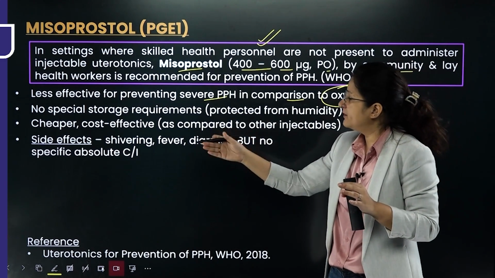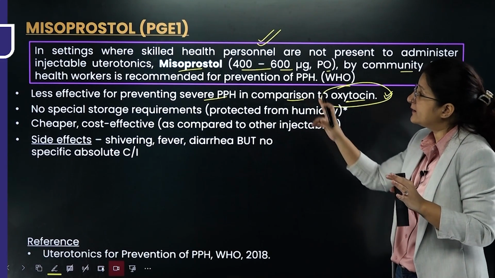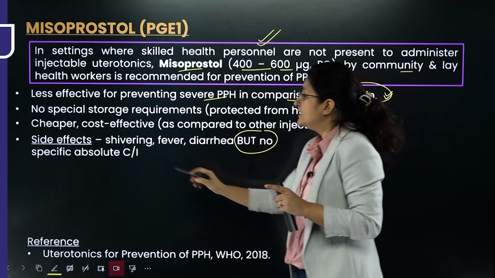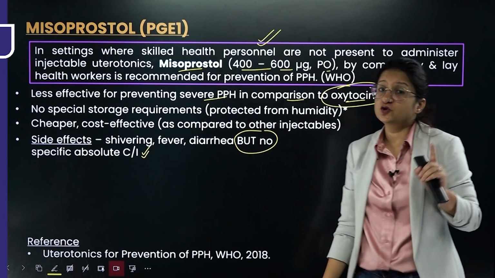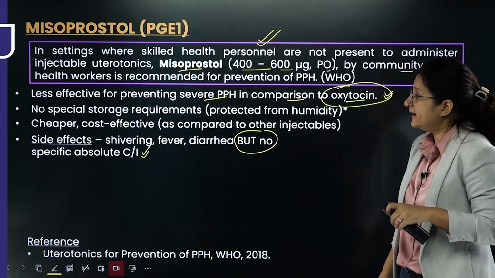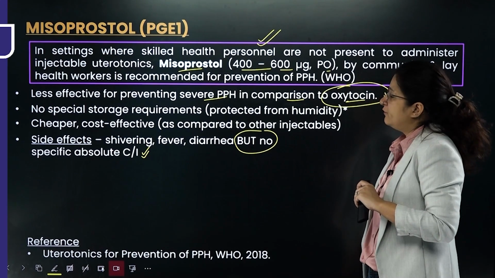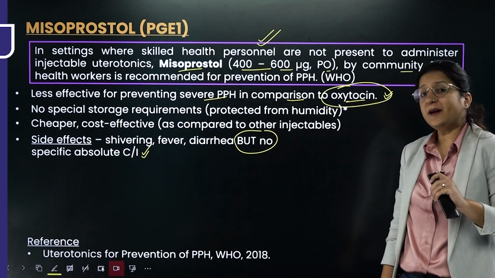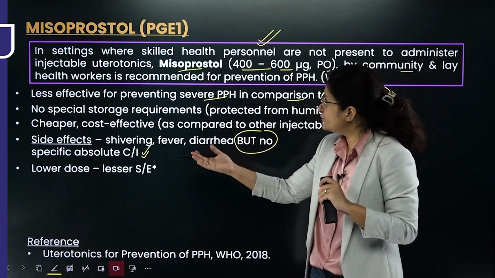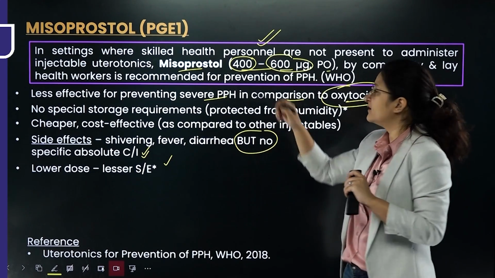The side effects like shivering, fever and diarrhea, but the important thing is that community healthcare workers, lay healthcare workers can use it because there's no absolute specific contraindications to misoprostol as compared to methergin. Remember that also, right? And these side effects depend upon the dose of misoprostol, right? They also depend upon the route of misoprostol administration. Like for instance, lower dose, like 400 dose, will have lesser side effects as compared to 600 dose.